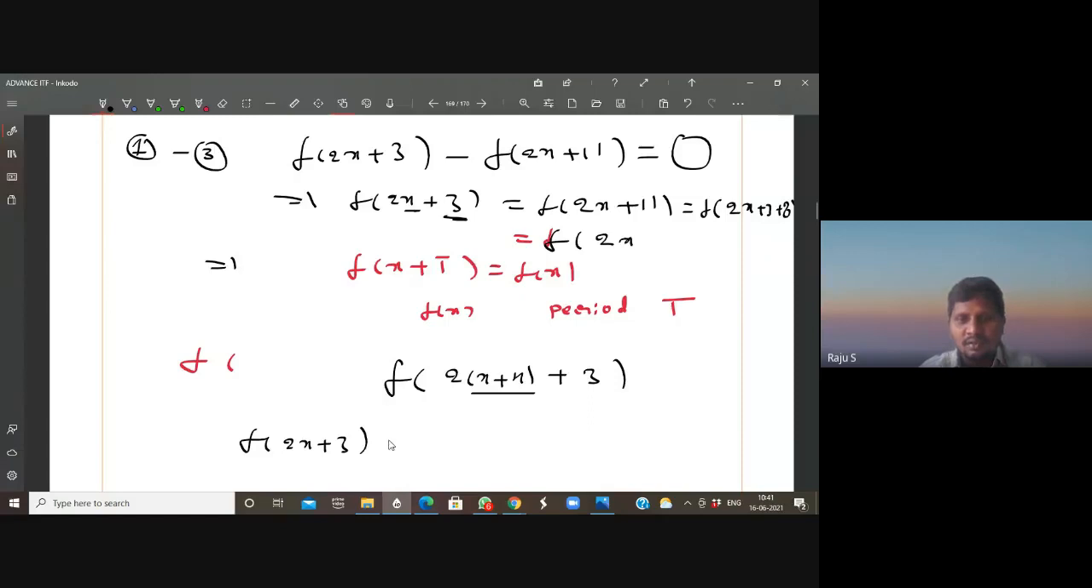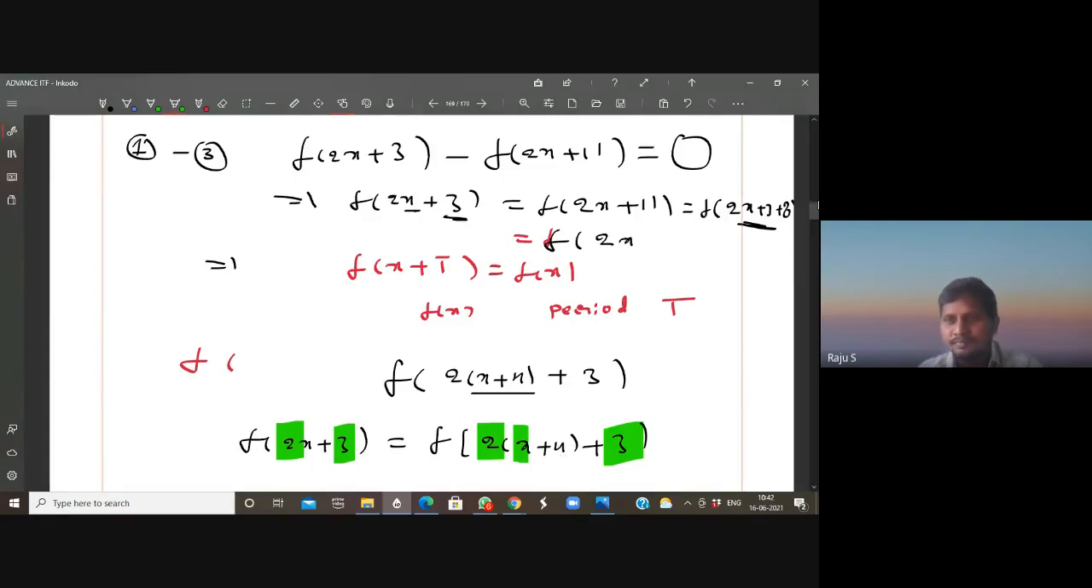So f of 2x plus 3. Generally the students choose that 8 because this 2x plus 11 can be written as 2x plus 3 plus 8. But not like that. This f of 2x plus 11 can be written as 2 times of x plus 4, plus 3. Plus 3 is a constant. It should be common in every function. Plus 3 is common, 2 is common, x also common. But what is the value? It is 4. 4 is the period.